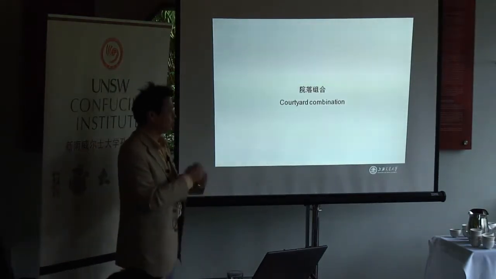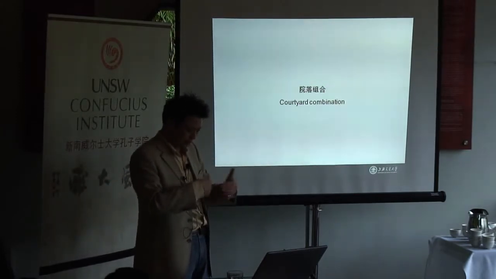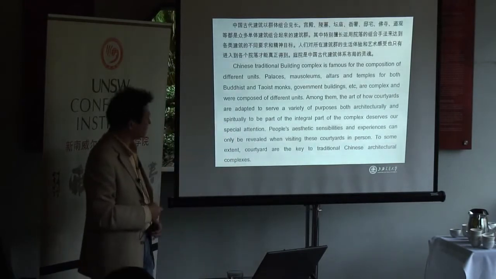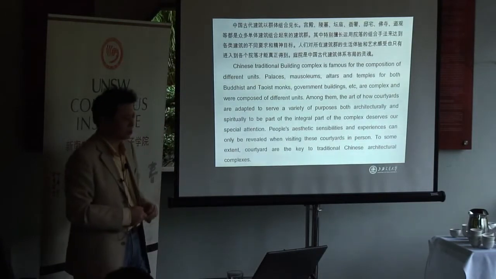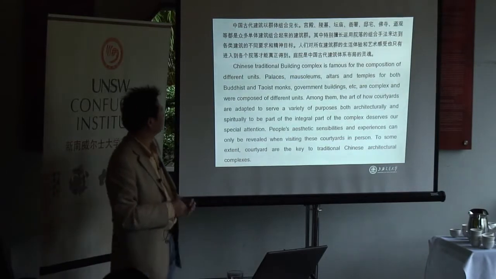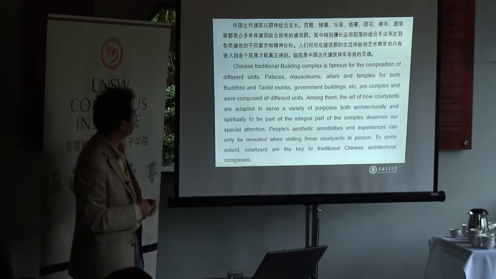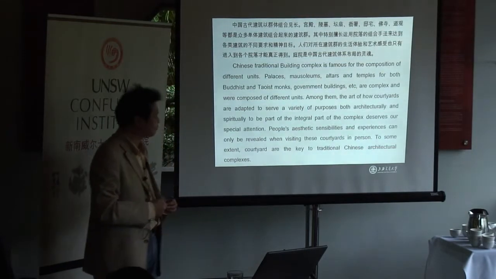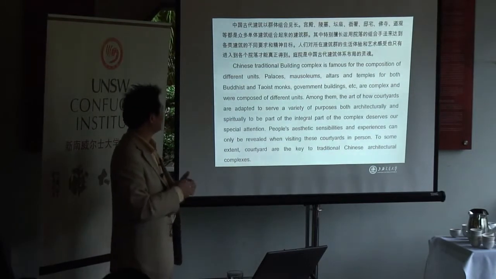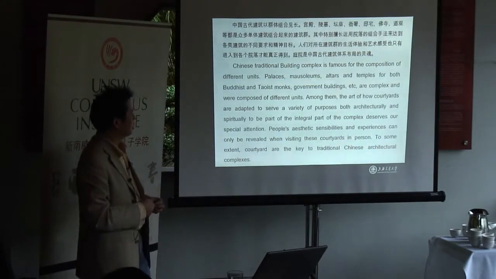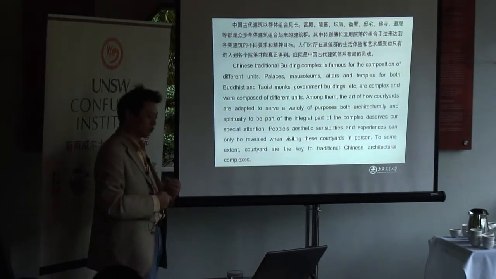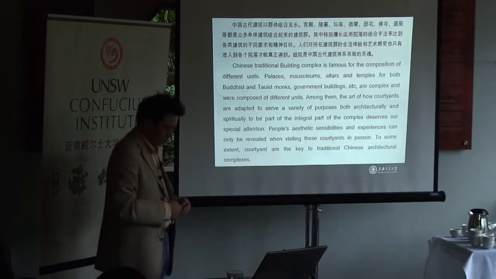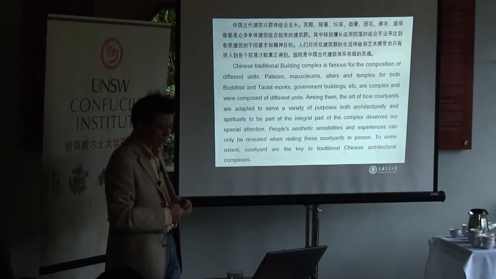Now we talk about the courtyard composition. This is a very important space organization in ancient Chinese architecture. Chinese traditional building complexes are famous for the combination of different units: palaces, mausoleums, altars, and temples for both Buddhist and Taoist monks, government buildings and so on, all composed of different units. Among them, the art of the courtyard is adapted to several purposes, both architecturally and spiritually, and as part of the complex deserves our special attention. To some extent, courtyards are the key to traditional Chinese architectural complexes.